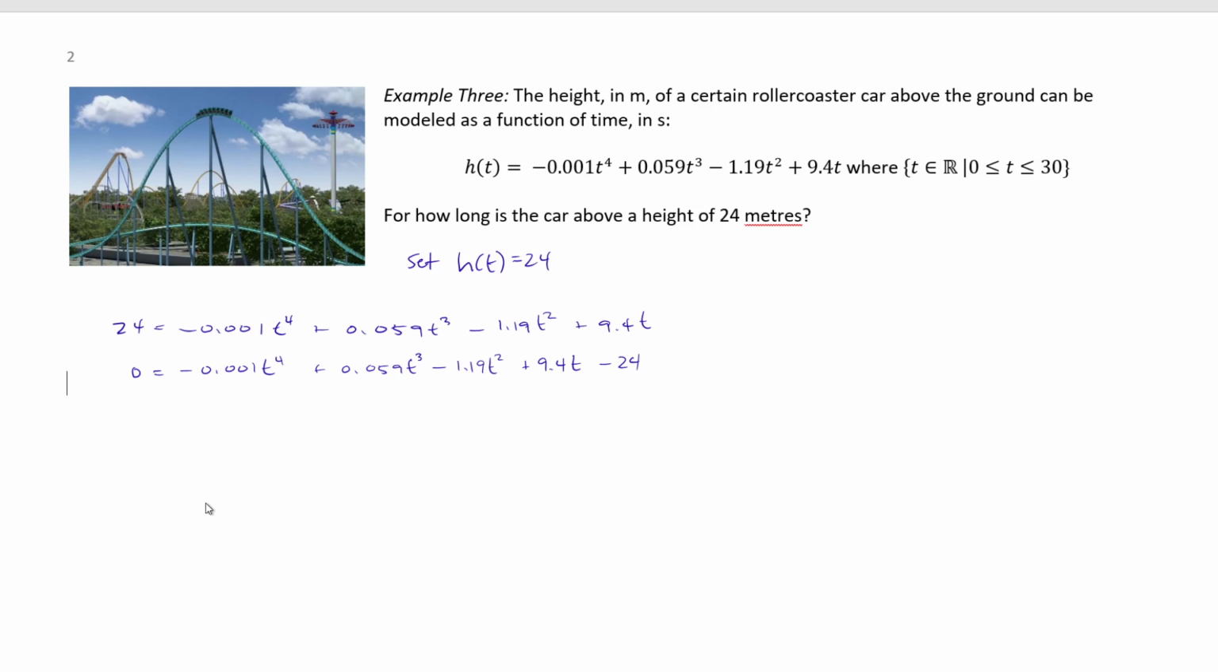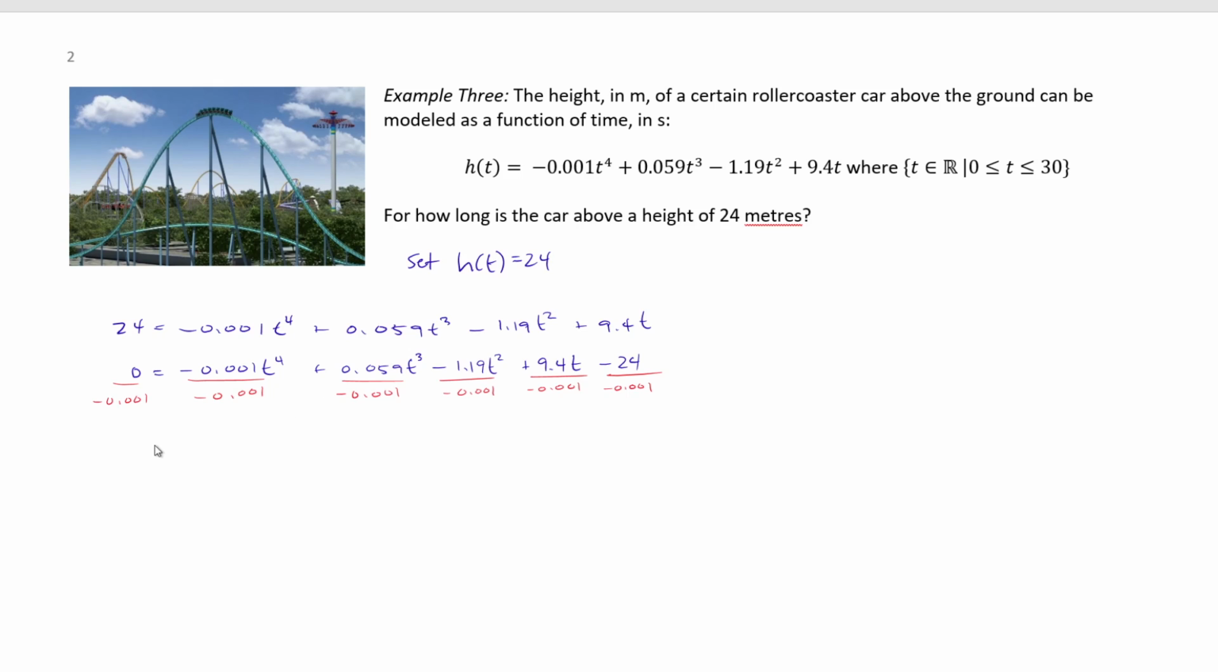Okay, now that I set one side equal to 0, I have these pretty hideous coefficients here, like negative 0.001. So what I might do is divide everything by negative 0.001. In doing so, that should clean up my polynomial equation a bit so that I'm not dealing with these decimal values.